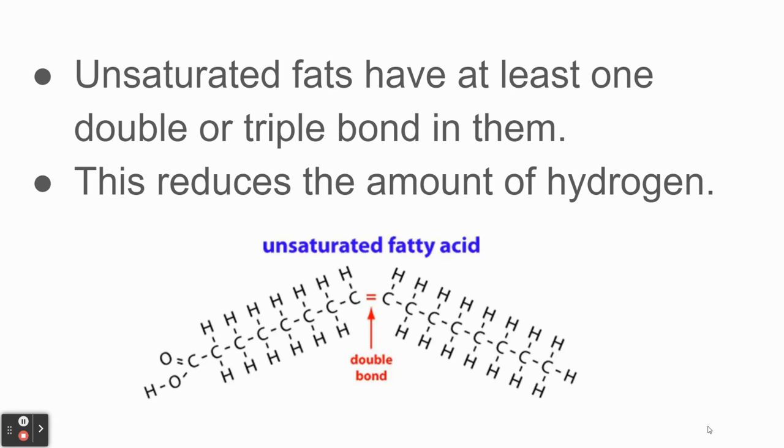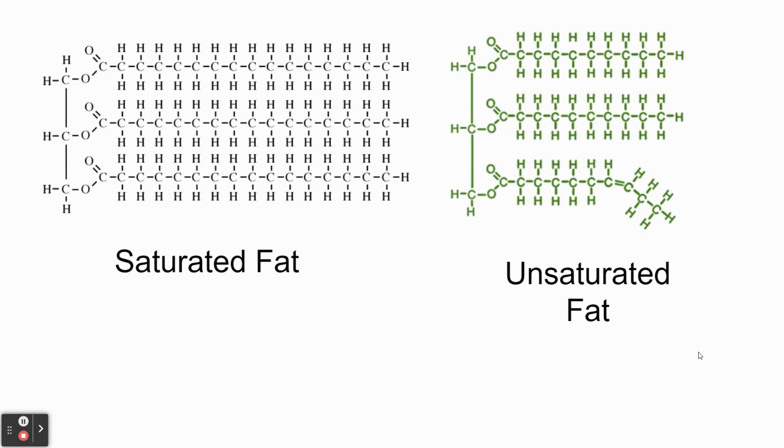An unsaturated fat will have at least 1 double or triple bond in them. Here we can see the double bond in the middle of this unsaturated fatty acid. And what that does is it takes a hydrogen away from each of these 2 carbons. So this chain doesn't have the maximum number of hydrogens in it, so it is called unsaturated.